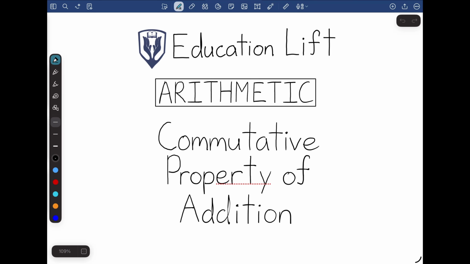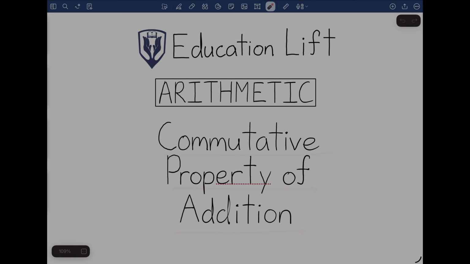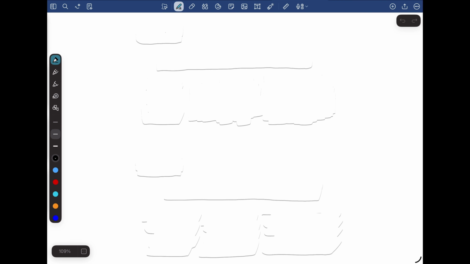Welcome everyone, we are Education Lift, and today we're going to go over the commutative property of addition. Now let's go over two stories of adding different collections of blocks together.